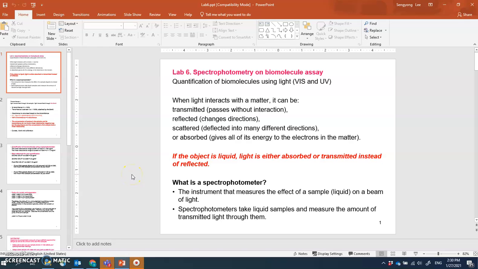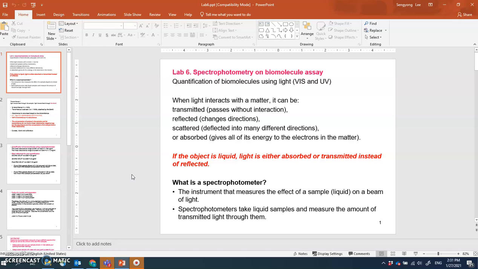Okay, lab 6. Hopefully we'll get to do this face to face, but I'm just narrating this lab as a reference. Lab 6 deals with ways of quantifying biological molecules using a special instrument called a spectrophotometer. The process is considered spectrophotometry. Typically, that's a method used to quantify biomolecules. It's a light-based quantification method.